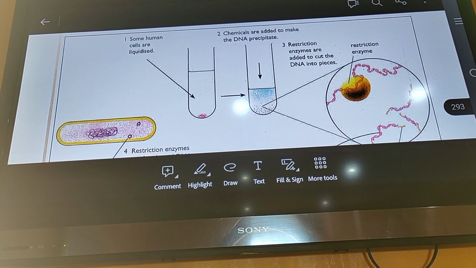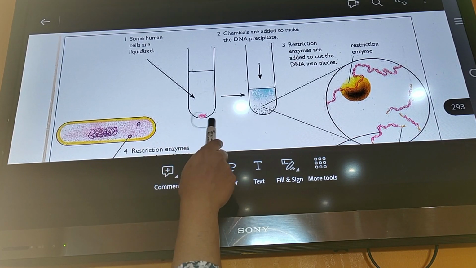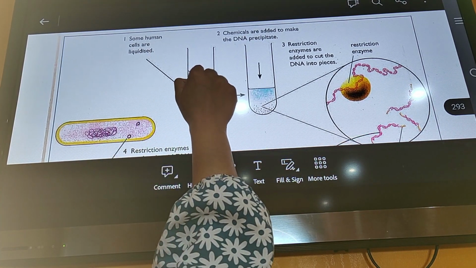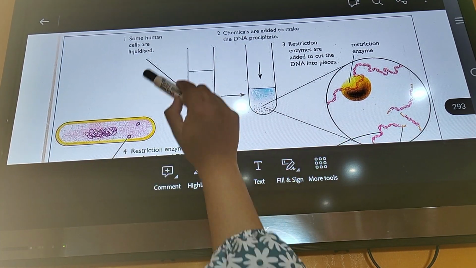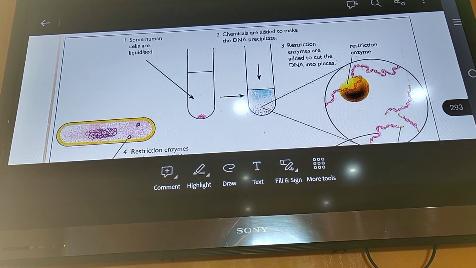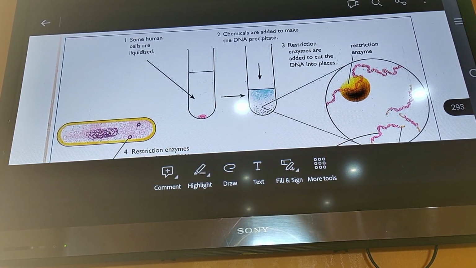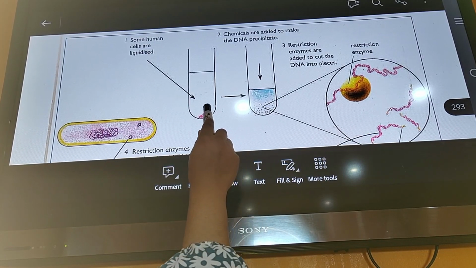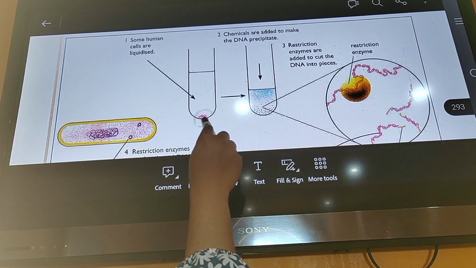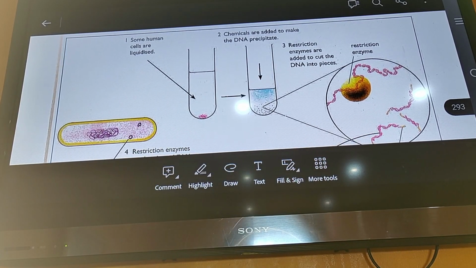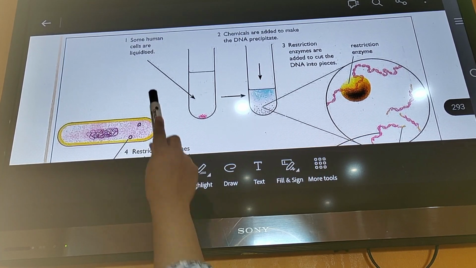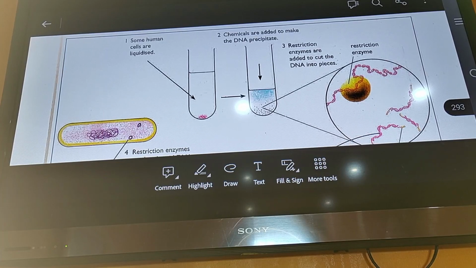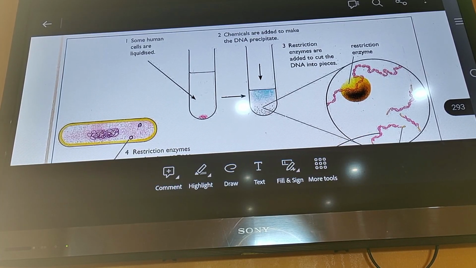First of all, you will take a sample of human cells. Human cells are taken in a test tube, and these human cells are processed further to extract the genes. You can see the human cells here and they are liquidized. This is how we liquidize the human cells. This is out of your syllabus. Your examiner is not concerned with it.